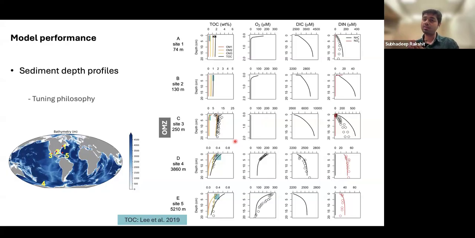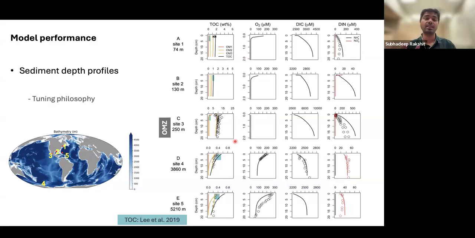This is also one thing: we are just using one site for model validation. How does it perform at other anaerobic OMZ sites would be something I'm super curious to check, which we haven't done yet, but maybe at some point we will.